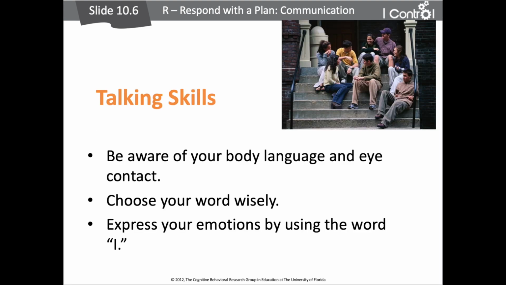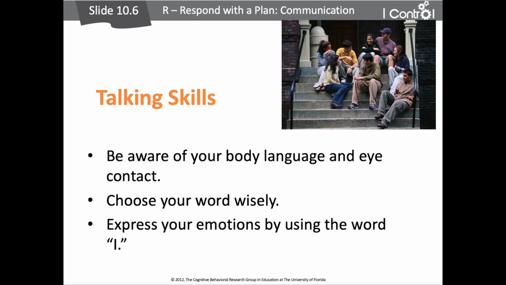We use other skills when we are actually in the process of talking with someone. Here are some examples of during communication talking skills. Be aware of your body language and keep eye contact with the other person, which will let them know the conversation is important to you. Choose your words wisely because someone is more likely to listen if you're speaking respectfully. Express your emotions by using the word I. Using I lets you explain how you feel without blaming the other person.